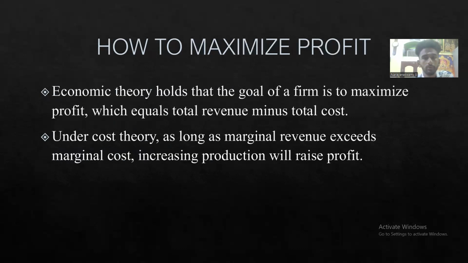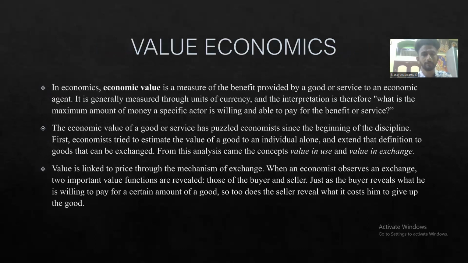Now let's go to how to maximize profit. Economic theory holds that the goal of a firm is to maximize profit, which equals total revenue minus total cost. Under cost theory, as long as marginal revenue exceeds marginal cost, increasing production will raise profit.